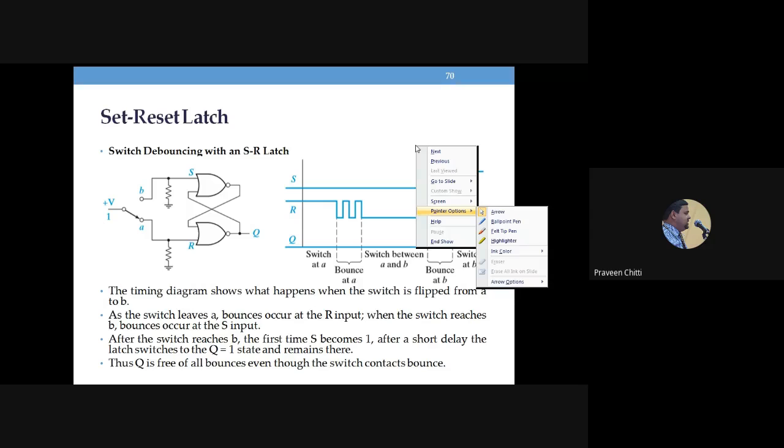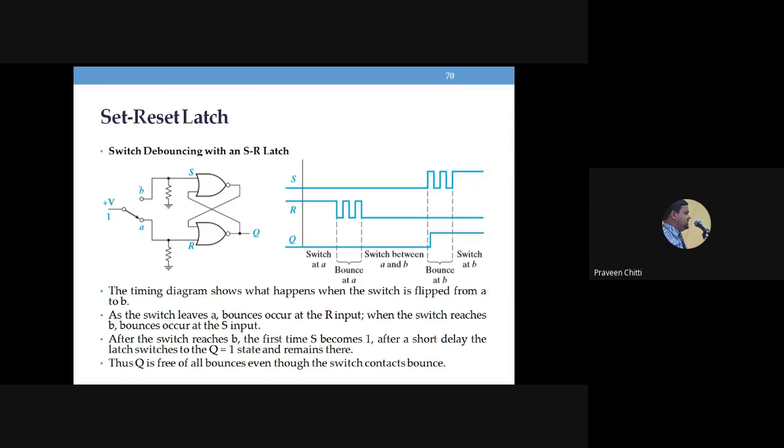Pay attention. Okay. So here, what is this portion? If you see, what is it called? SR latch. This is SR latch, which is constructed using two cross-coupled NOR gates. Now, in addition to this SR latch, we have added this circuit. This is called the switch debouncing circuit that is added along with the SR latch. Now, what for? I'll explain one by one.